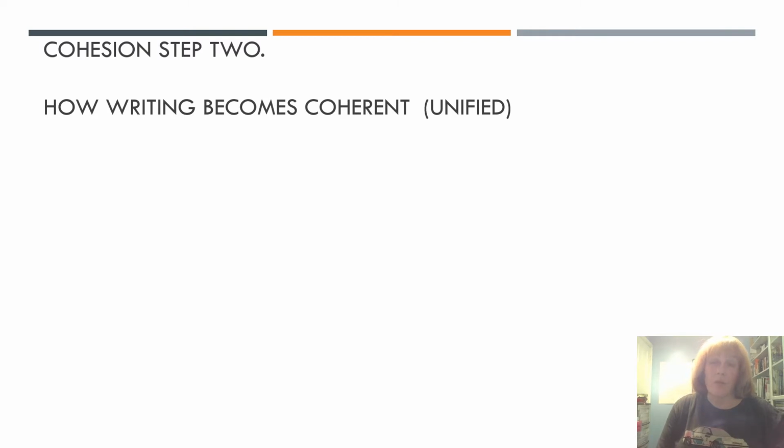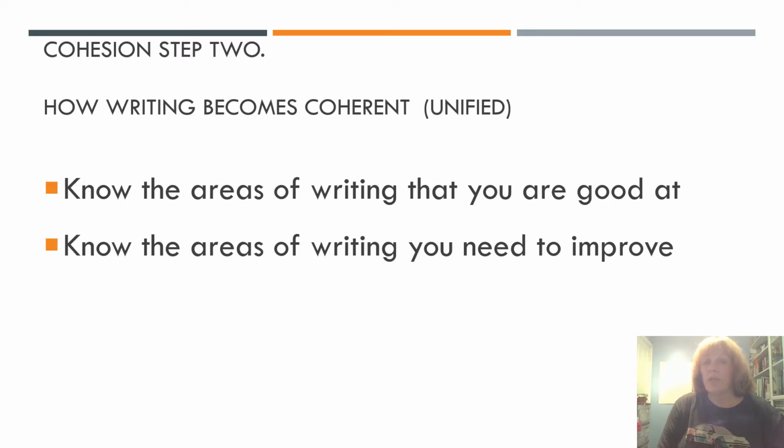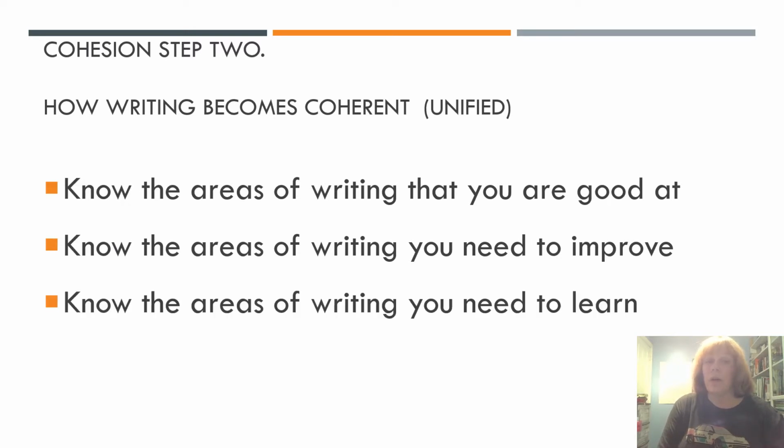But if you watched the classroom and looked at Cohesion Step 1, you would have heard me use the word signal, and this video is all about what parts of our writing signal ideas to the reader. So how writing becomes coherent, unified. For you, this video should help you decide, do you know the areas of writing that you're good at? Do you know the areas of writing you need to improve? And do you know the areas of writing you need to learn?